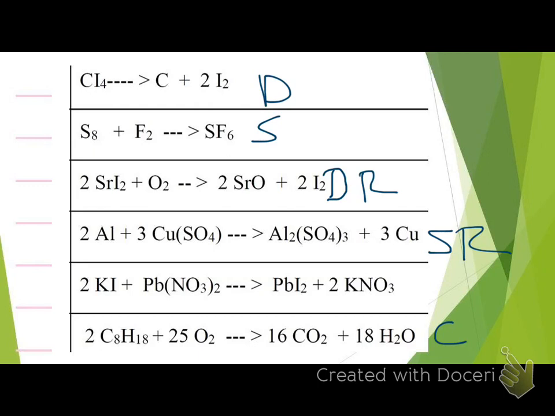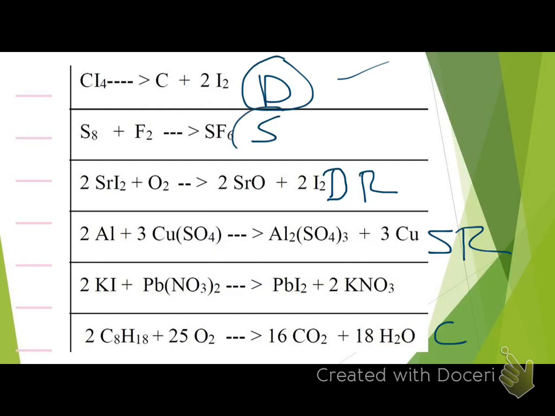Okay. Thank you. All right. Any issues with what you see up here? Nope. Okay, how about this? First one, do we have a product being broken down into its parts? Yes. Decomposition is correct.